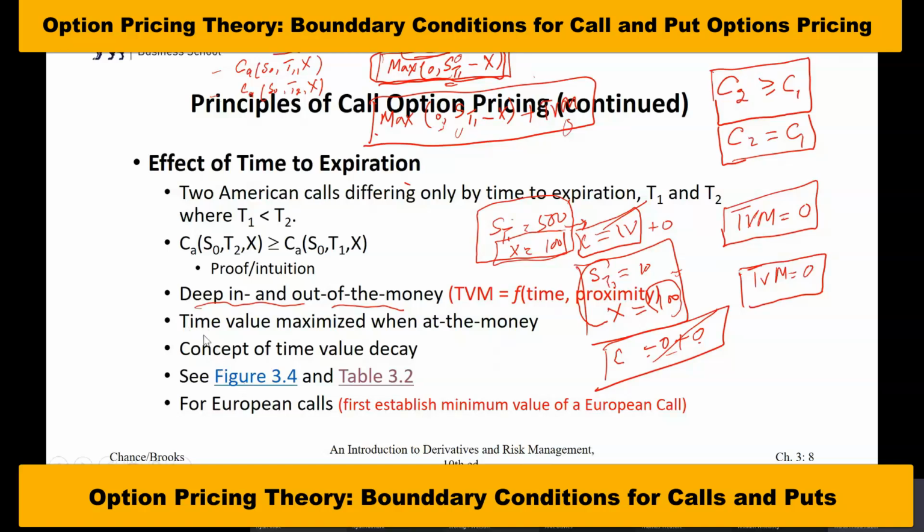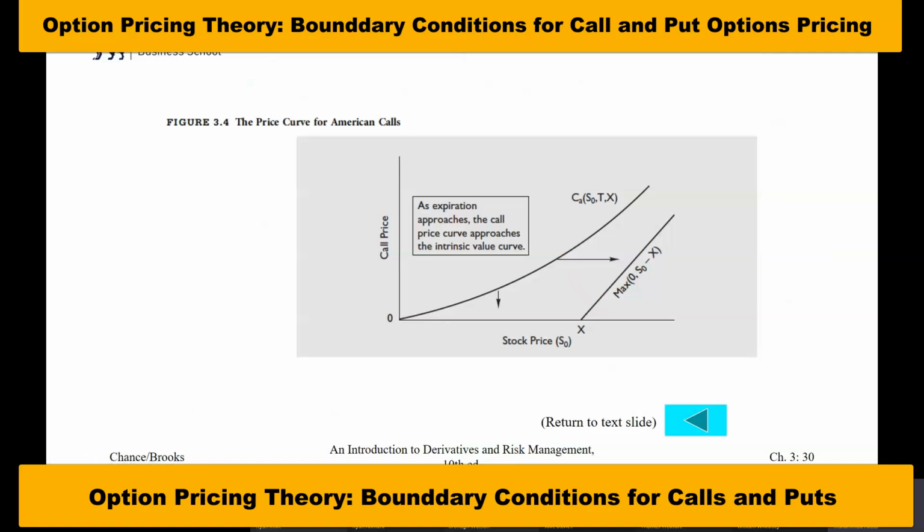Remember, as I told you, the time value of money is always maximized when the option is at the money, okay? So we have this concept. And remember, we talked about the time value being a function of time and proximity. So it's not just like the time value you have learned in the NPV IRR thing. It's a bit different in option theory. And the concept of time value decay is very important. As I told you, when the option approaches its expiration, what will happen? The time value of money will start decreasing and the price of the call will be approaching intrinsic value.